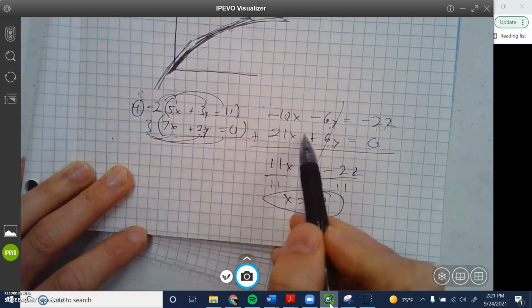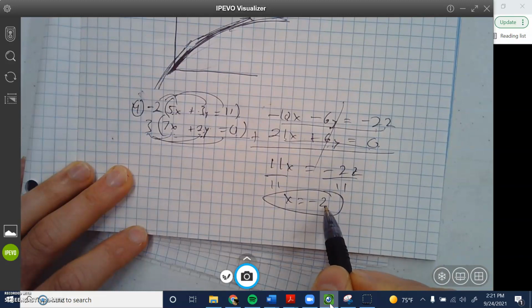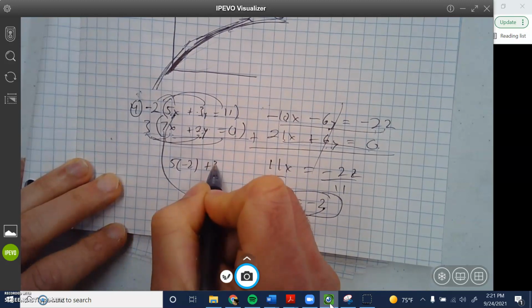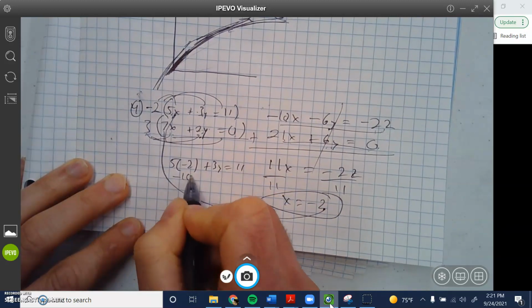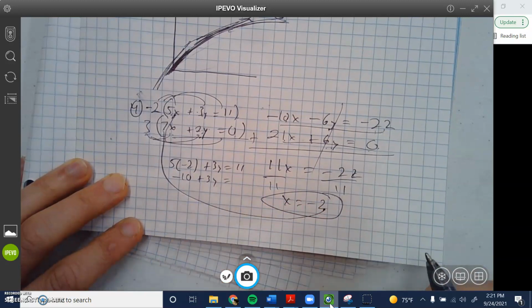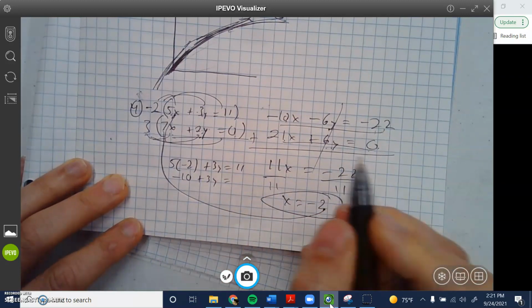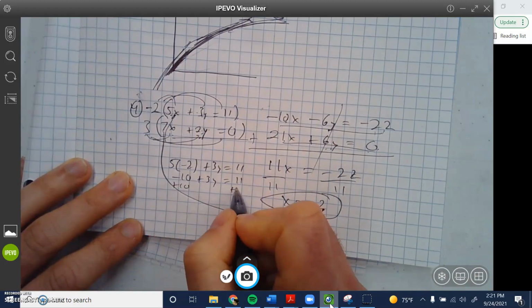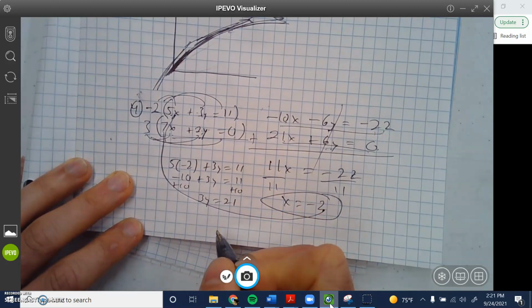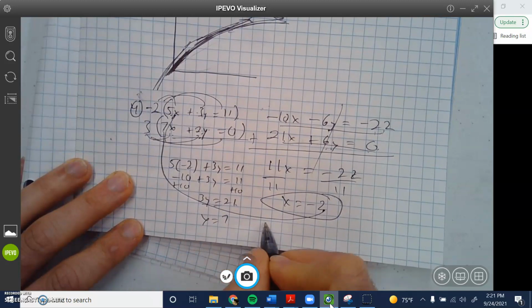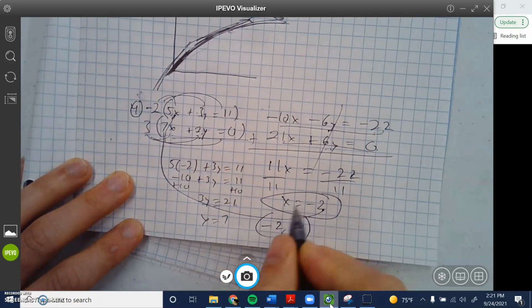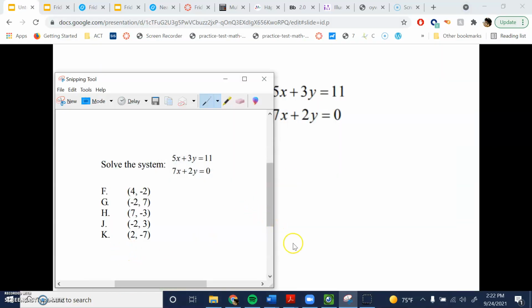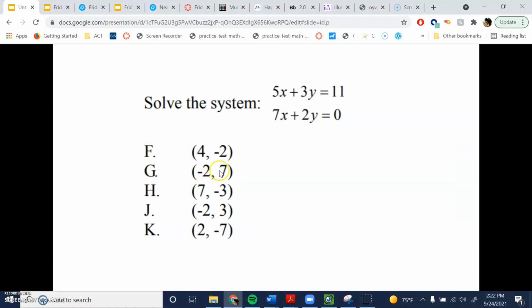Doesn't matter. I can plug in this, or this, or this, or this. Let's plug in, I don't know, this one. Right here. 5 times -2 plus 3y equals 11. -10 plus 3y equals 11. There we go. Add 10. Add 10. 3y equals 21. 3 times what is 21? Yeah, that would be 7. So negative 2 for x and 7 for y. Negative 2, 7. Which would be G. Right there. Good work, everybody.